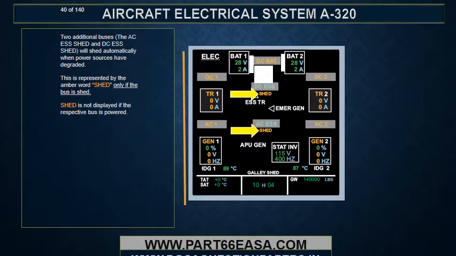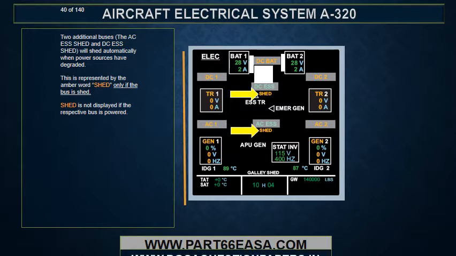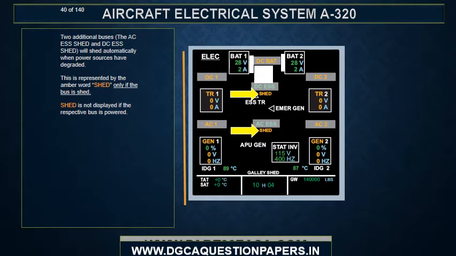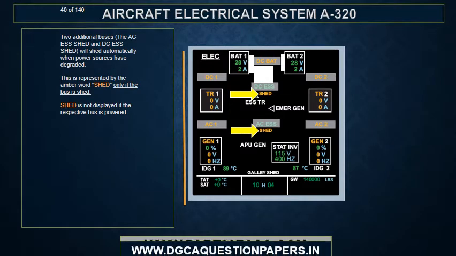Two additional buses, the AC Essential Shed and DC Essential Shed, will shed automatically when power sources have degraded. This is represented by the amber word SHED only if the bus is shed. SHED is not displayed if the respective bus is powered.